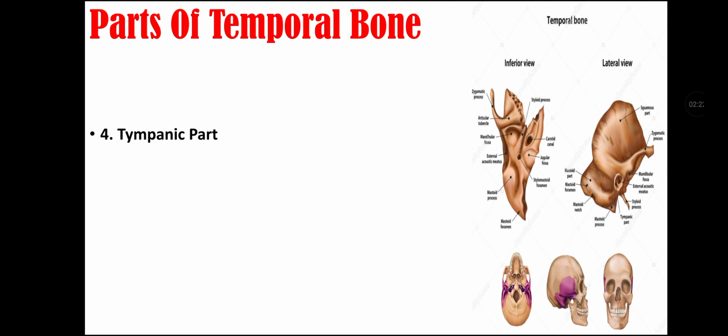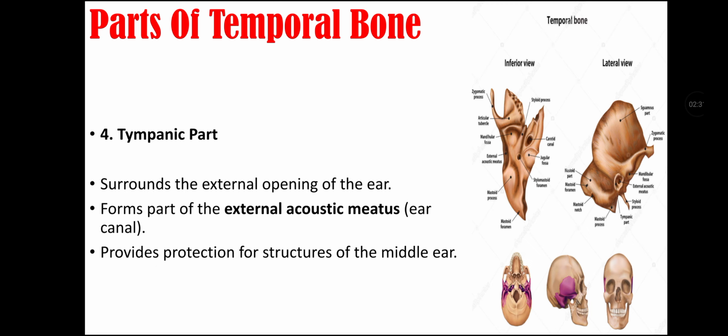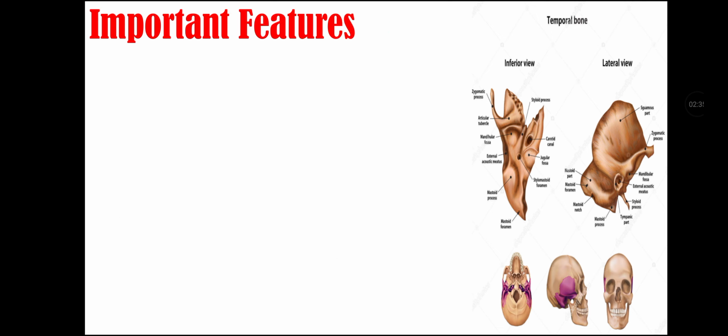Next part of temporal bone is tympanic part. It surrounds the external opening of the ear. It forms part of the external acoustic meatus, that is the ear canal, and it provides protection for structures of the middle ear.